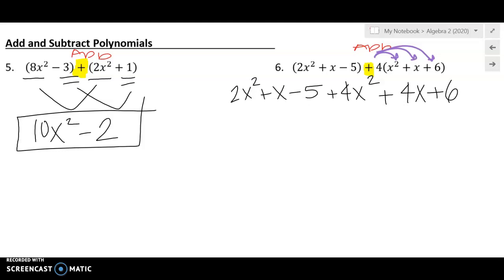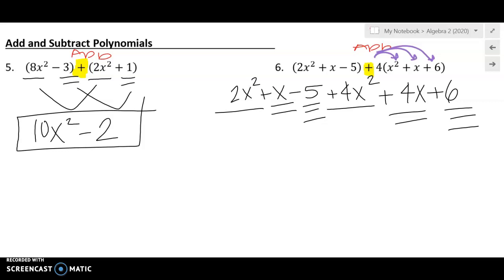Now it's just like the problems we did above, where I'm going to combine like terms. So I'm going to underline. I have a 2x squared and a 4x squared. I have a positive x and a positive 4x. I have a negative 5 and I have a positive 6. So I just went through and matched them up.